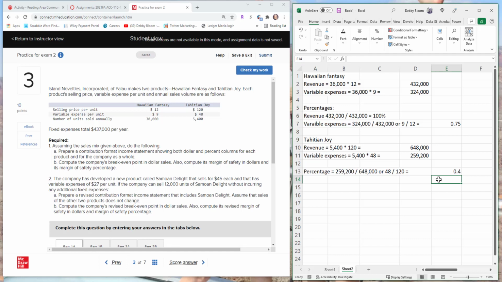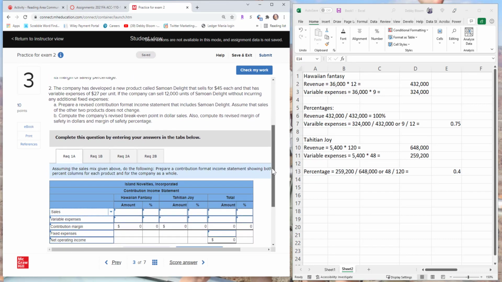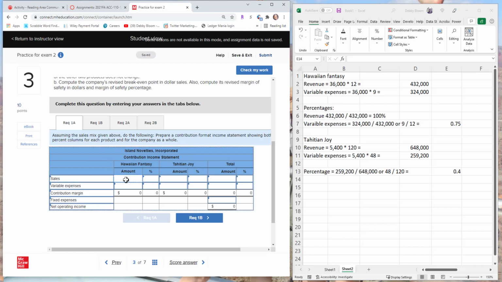So putting these numbers into Connect, for Hawaiian Fantasy, my sales are 432,000. That is 100%. For Tahitian Joy, my sales are 648,000. Those are 100%. And I just add the two. So 432,000 plus 648,000 is going to give us 1,080,000 total revenue. And that, of course, is 100%.